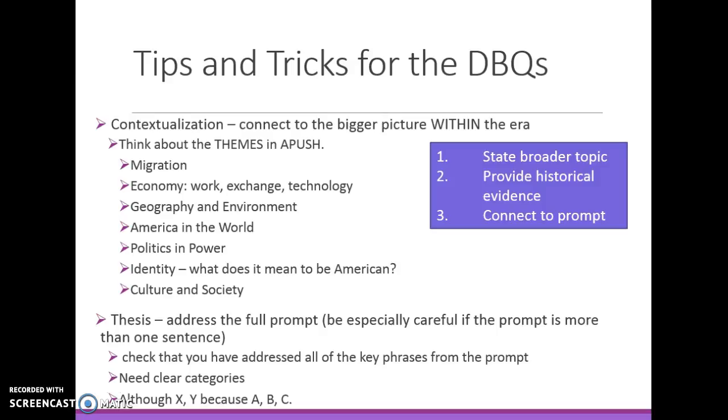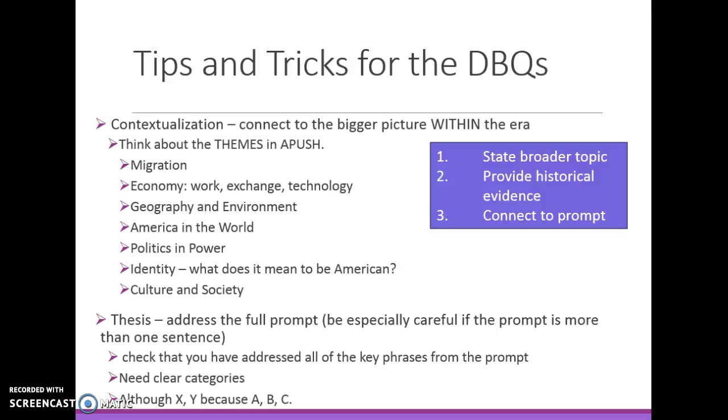Contextualization is the connection to the broader topic or the bigger picture within the era of the prompt that you're given. One way to think about it is to think about what other topics we talked about in class during that unit. Or you can also think about the themes, and there are 7 themes for APUS. You can see them written there. I use the acronym MEGAPIC to remember them.